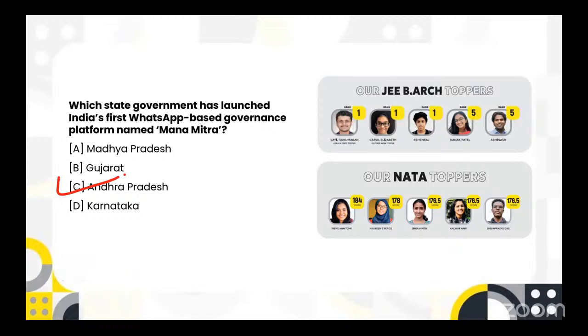WhatsApp-based governance platform means government services on WhatsApp. There are instances where we have to be in touch with the government, right? For example, to apply for some certificate or something. So here they are providing all the services through WhatsApp itself. They are providing around 161 civil services through WhatsApp itself, making the services more accessible. It's part of the digital governance program, which both the state government and the central government are promoting. Okay, all right. Moving on to the next question.